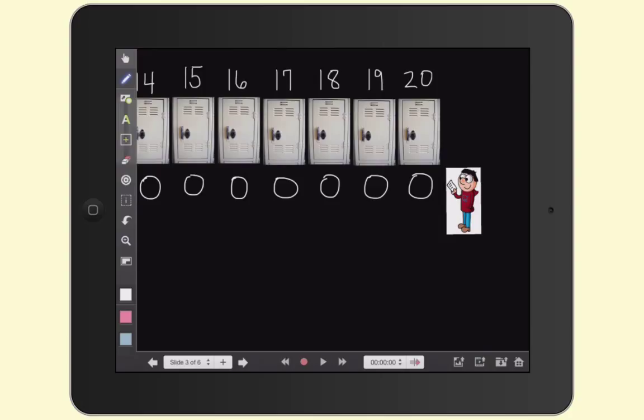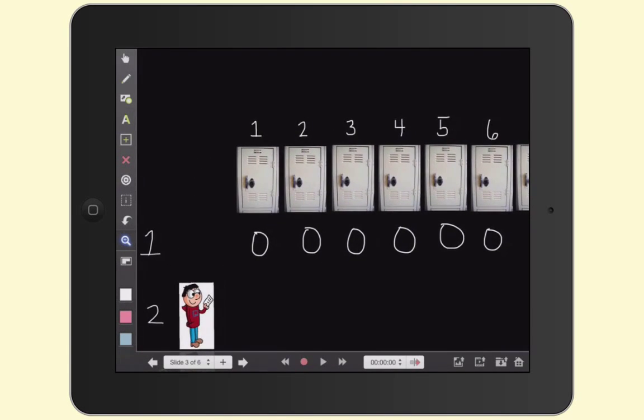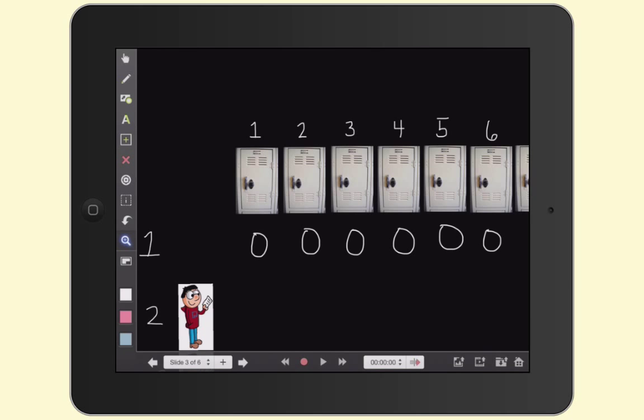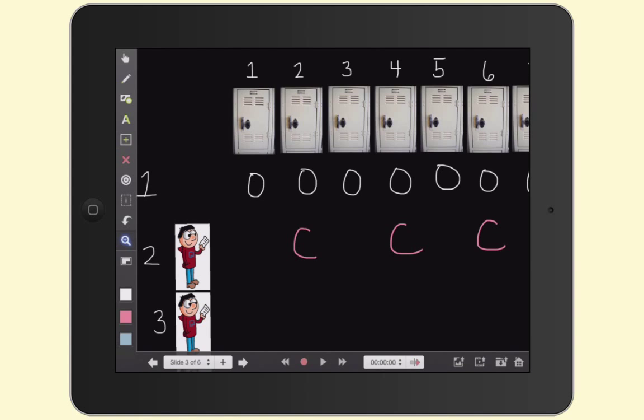Now we go to the second student. The second student is going to close the second locker, close the fourth locker, close the sixth locker, and so forth. Then the third student is going to change the state of the third locker. The third locker here is open, so the third student has got to change its state, and it becomes closed. Then you come over here to the sixth locker. The sixth locker was already closed, so the third student has got to open it.